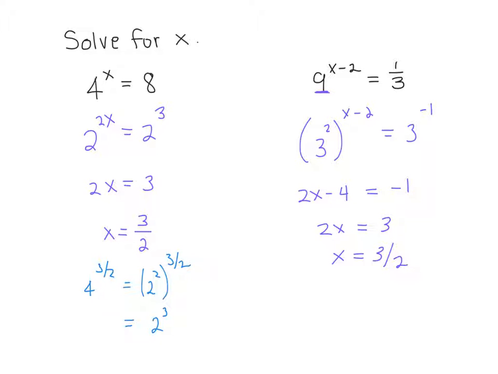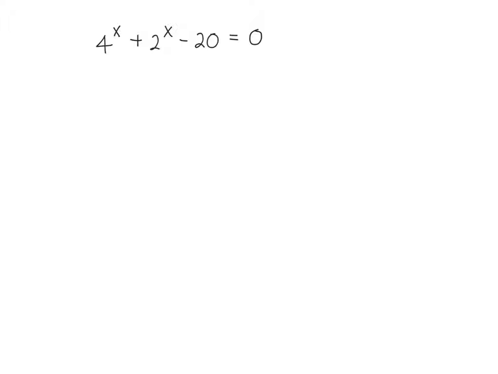I really like this section because you can always check your answers. Solve for x given 4^x plus 2^x minus 20 is equal to 0. I'm going to show you two ways to solve this problem.